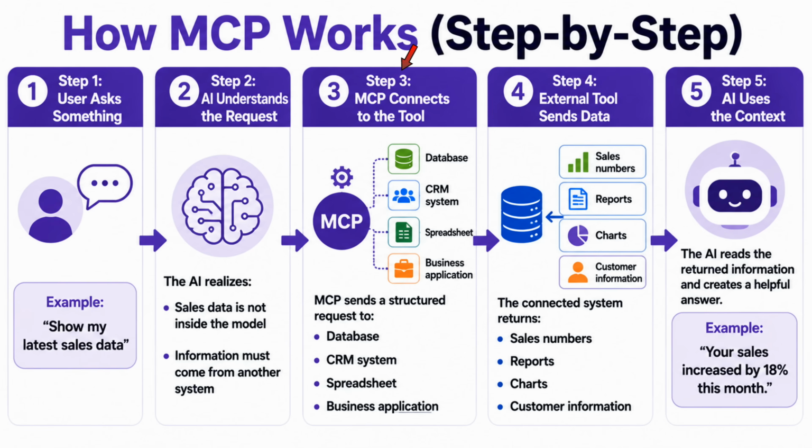Step 3. MCP connects to the tool. MCP sends a structured request to database, CRM system, spreadsheet, and business application. Step 4. External tool sends data. The connected system returns sales numbers, reports, charts, and custom information. Step 5. AI uses the context. The AI reads the returned information and creates a helpful answer. For example, your sales increased by 18% this month.